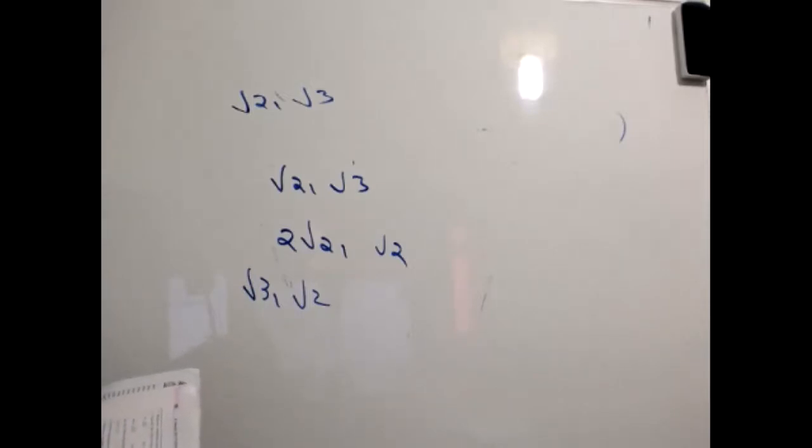Second step, what you did: product of two irrational is irrational. Subtraction of two irrational is irrational. Addition of two irrational is irrational. Division of two irrational is irrational. Next.